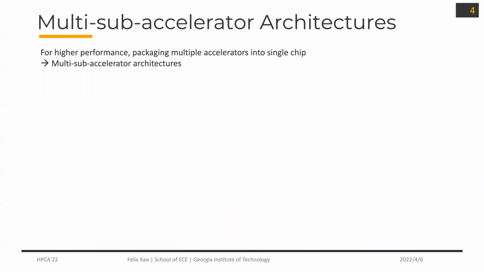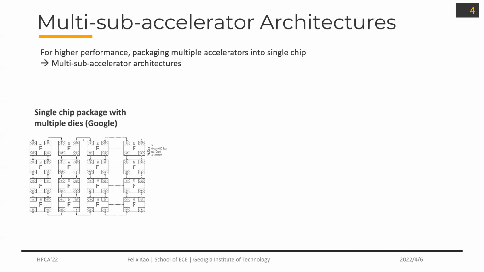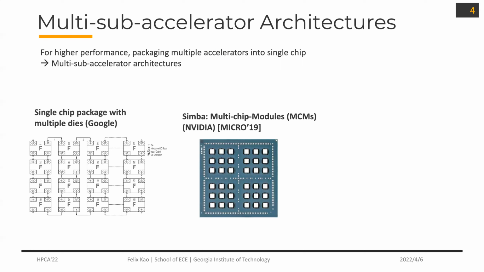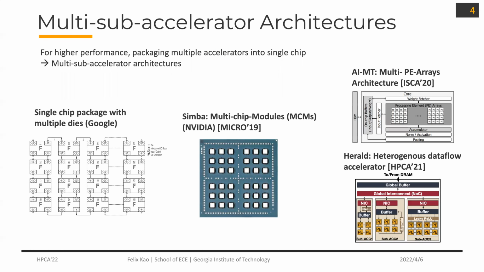For higher performance or multi-tenancy use cases, researchers start to package multiple accelerators together and connect them with an interconnect. Essentially, each accelerator chiplet becomes a sub-accelerator in the package. We call it a multi-sub-accelerator architecture. For example, Google has a chip package with a multiple-dice architecture. NVIDIA has Simba, which is multi-chip modules. AMD uses multiple PE arrays in their architecture, and Herald uses a multi-heterogeneous dataflow sub-accelerator architecture. Spanning from a single accelerator to multiple sub-accelerators creates a new design space across sub-accelerators. Optimizing the decisions in this design space is the target of this work.